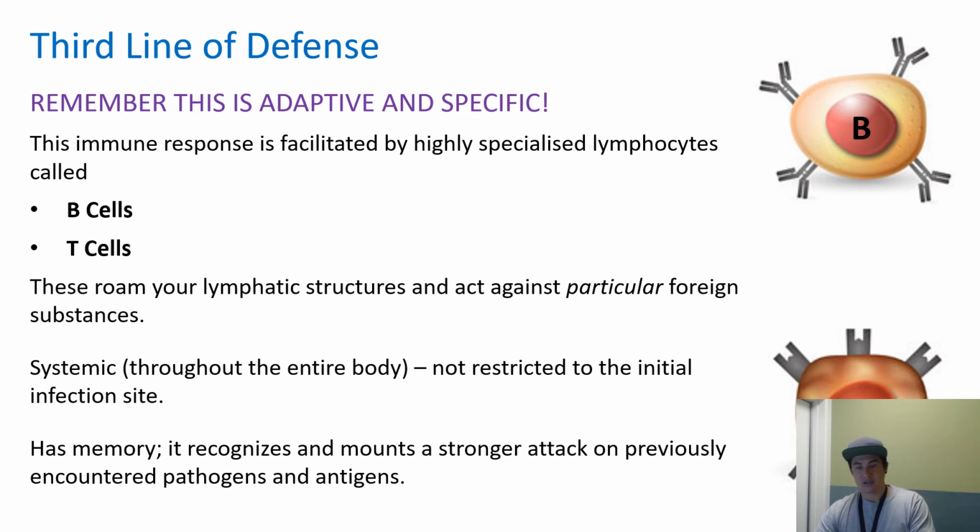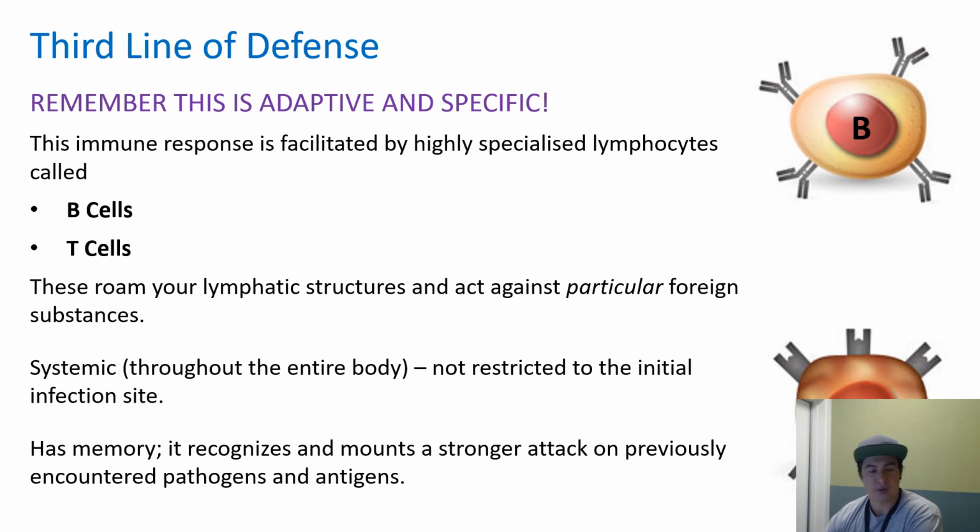So we've got our B cells and our T cells. These are the two leukocytes, well, white blood cells, or our lymphocytes, because they patrol our lymphatic system, that act against particular foreign substances. It's systemic, meaning they fight within the whole body, not in an isolated area like the nail in the foot. So it's not restricted to the initial infection site.